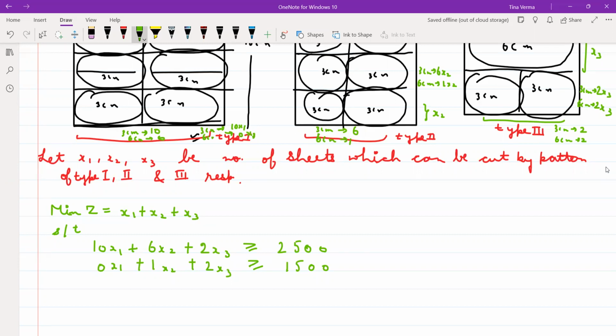Next comes the task of restriction. क्या x1, x2, x3 negative हो सकते हैं? Because it is the number of sheets, it cannot be negative. So x1, x2 and x3 are greater than equal to 0, and x1, x2, x3 will be integers, because you cannot take the number of sheets in fraction, right?